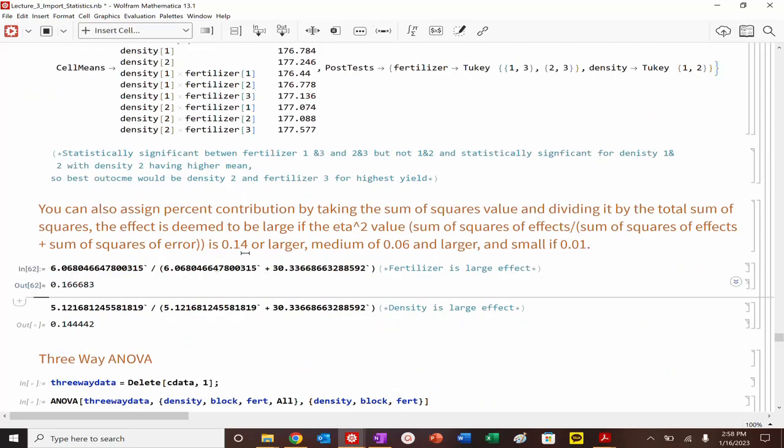If this ratio is greater than 0.14, it's a large effect. If it's between 0.06 and 0.14, medium, and it's small if it's less than basically 0.01. So we see it's 0.16, so large effect. Here, large effect as well, pretty close, but it could almost be in that medium range. But anyways, we can see and quantify whether this is a large effect or small effect.